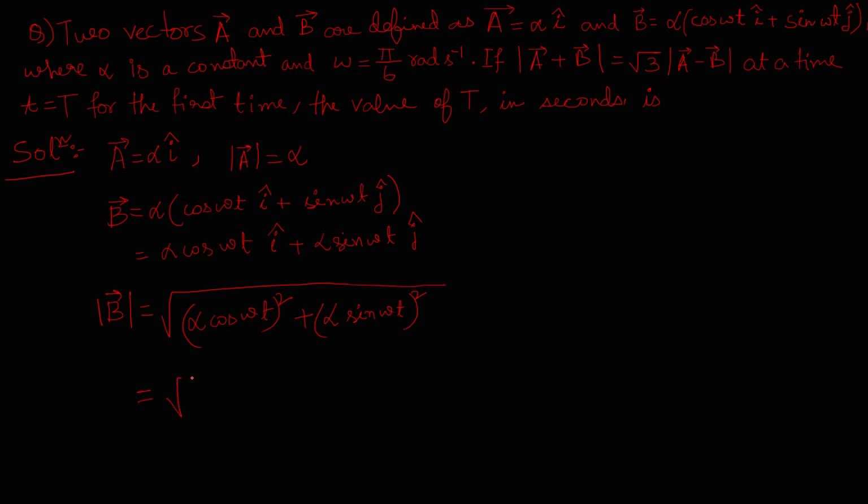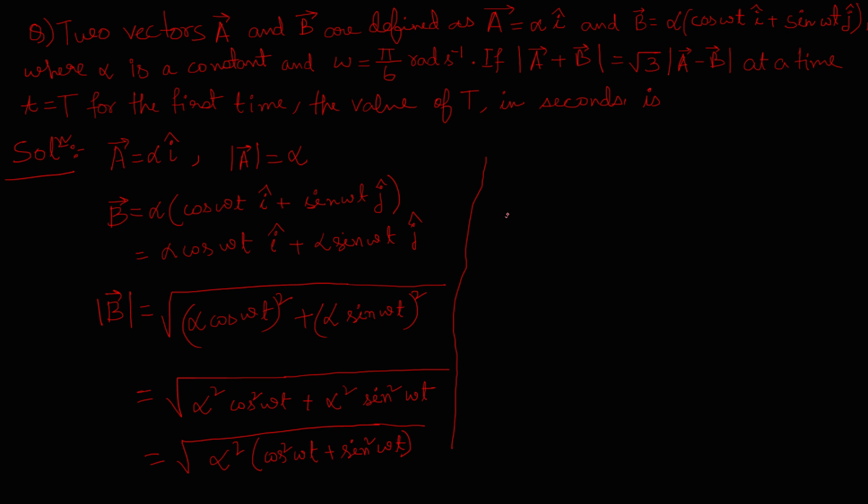This is equal to root over alpha square cos square omega t plus alpha square sine square omega t. I can take alpha square common here. This will be alpha square times cos square omega t plus sine square omega t. This implies the magnitude of B is equal to, if I take alpha square outside the square root, alpha times root over of the bracket.